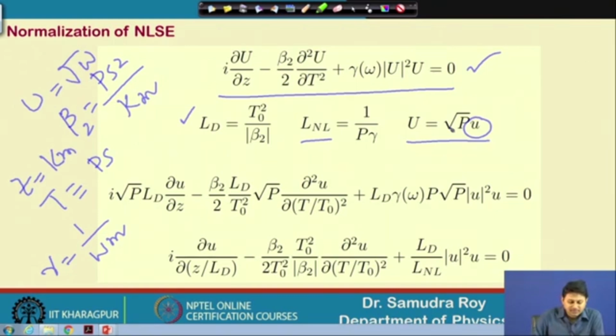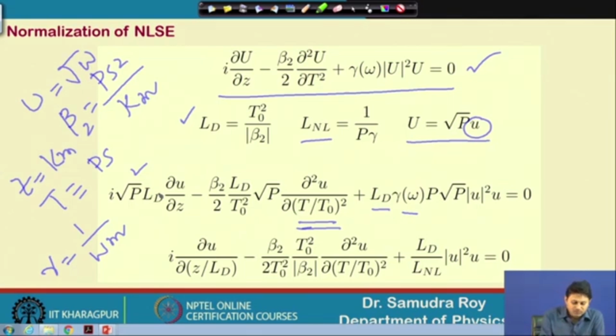After having LD, LNL and u, I start putting these into the equation, with U as root of P times u. Root of P I can take out, and u is there, and then I multiply LD to the entire equation. Multiplying by LD, the first term is beta 2 by 2 times LD over T0 squared, and I write T as T divided by T0. That means some sort of normalization I am making, and this normalization is with the input pulse width. Then LD is here, gamma is here, I write U in terms of small u, then it should be P root of P mod of u squared u equal to 0.